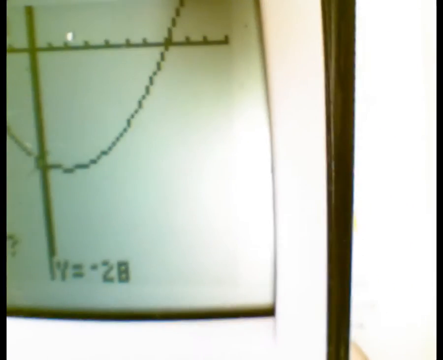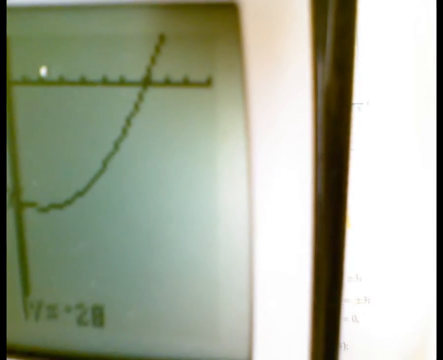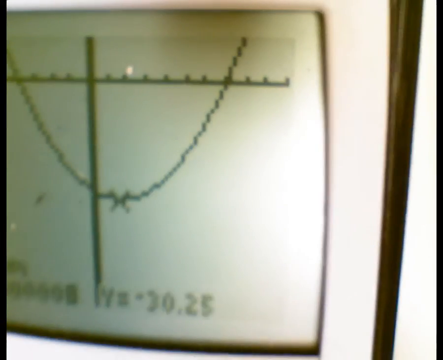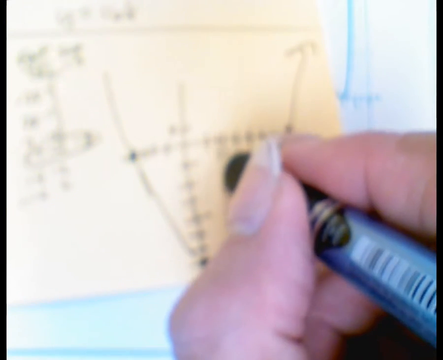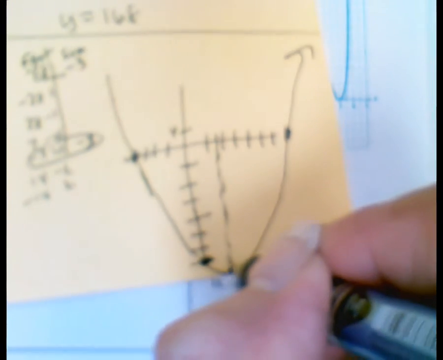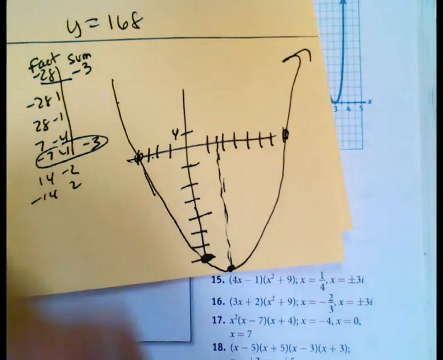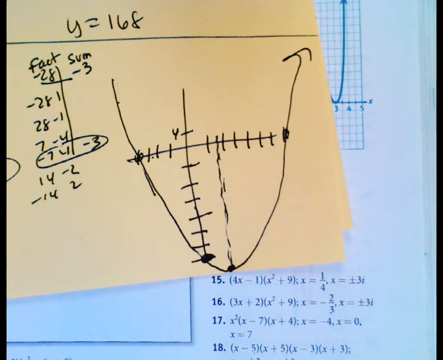Let's go between 0 and 5. So the min is 1.5 and negative 30. So remember I said 1.5 was the middle, so it's about negative 30, so it's about right there. So you're close. And there you go. But what they wanted to know was what your zeros were and know a little bit about your end behaviors to be able to draw that.